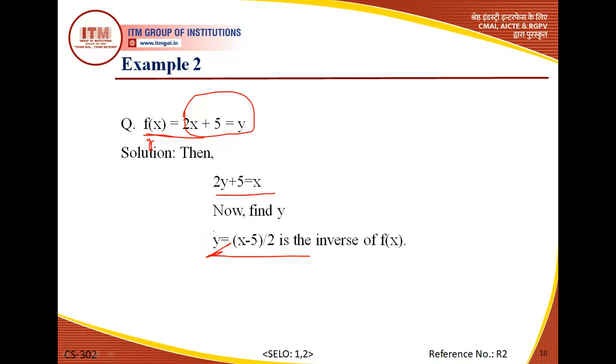Then instead of this y, you would write f inverse x. So it will become f inverse x is equal to (x minus 5) by 2. Okay, so this will be the inverse of f(x). I hope how to find the inverse of a function is pretty much clear by this example. We have done two examples, so that is pretty much clear.